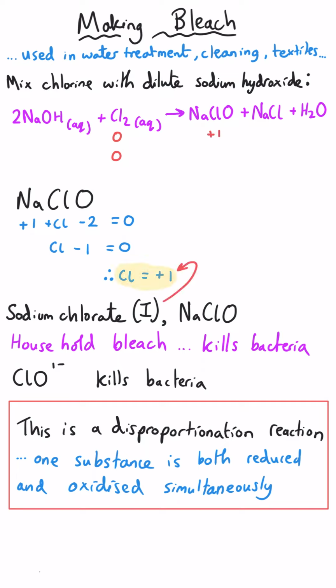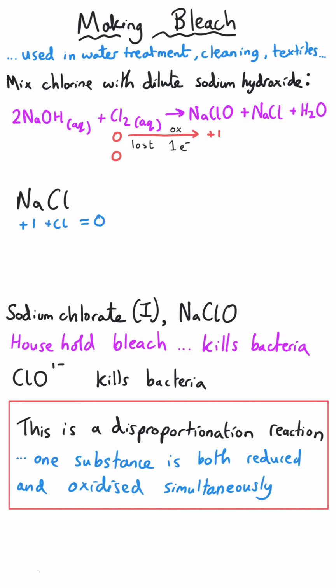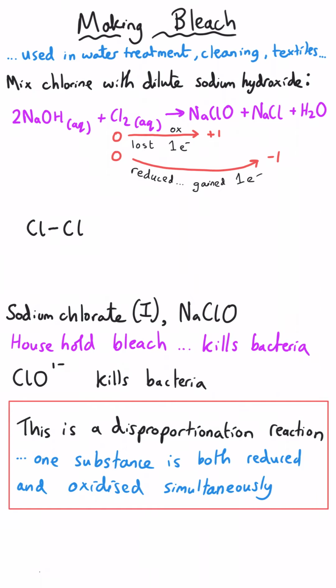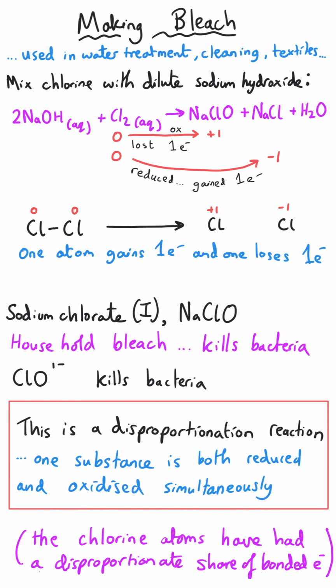And that means that one of the atoms of chlorine at the beginning has gone from 0 to +1, so it has been oxidized. And the other product that contains chlorine is sodium chloride, which is a simpler calculation. Sodium is +1, so the chlorine must be -1 because overall it is 0. So this atom of chlorine has been reduced. It has gained 1 electron. So within the chlorine molecule, one of them has gained an electron and the other one has lost one. And this is called a disproportionation reaction. Those two chlorine atoms have had a disproportionate share of those electrons. One of them has taken more than the other and the other one has lost.